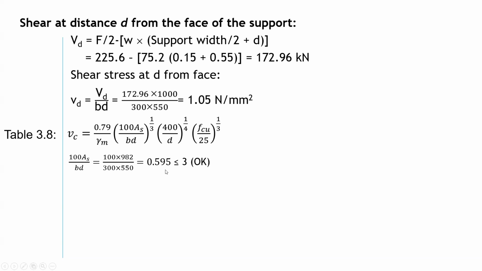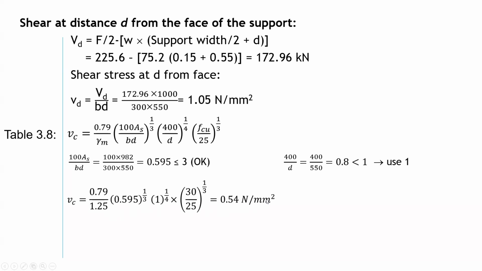Now the value here is 0.595, less than 3. It's okay. And also we calculate 400 over d. Now in this case, 400 over d is less than 1. So we use 1 in this case because it shouldn't be less than 1. If it is less than 1, the code says to use 1. So we'll substitute 400 over d by 1, 100 As over bd by this value, and we put the value of fcu. Gamma m, as you know, is 1.25. Putting all of these values, as you can see, will give us vc, the shear stress carried by the concrete, which is 0.54 Newton per millimeter square.